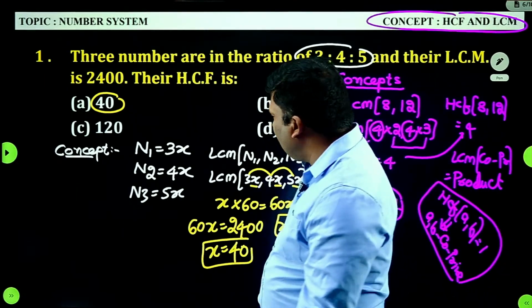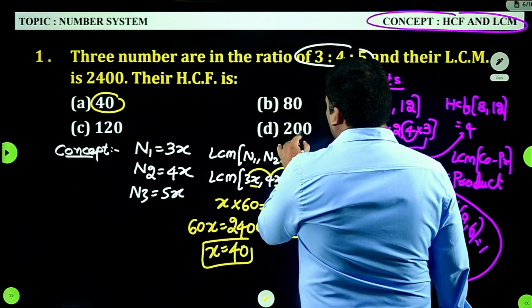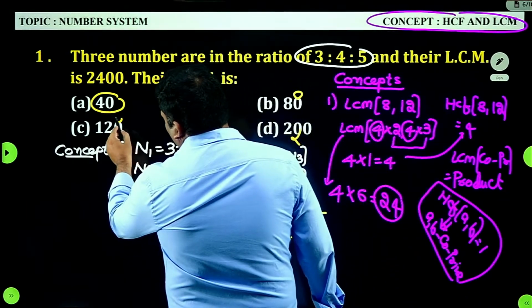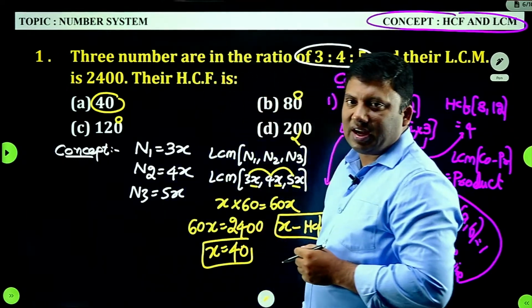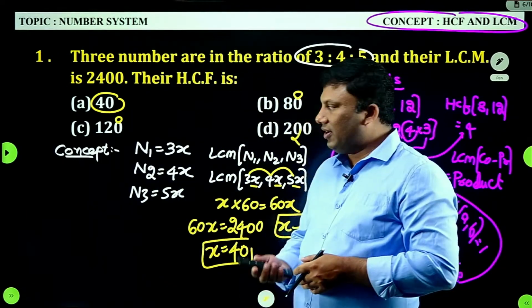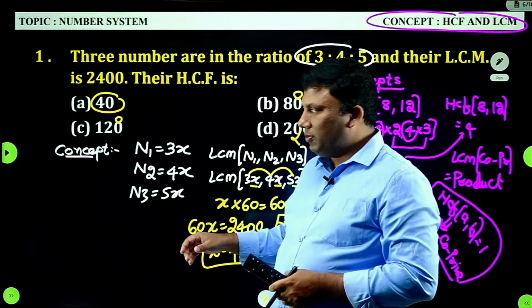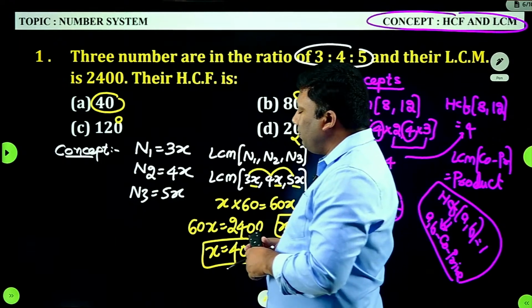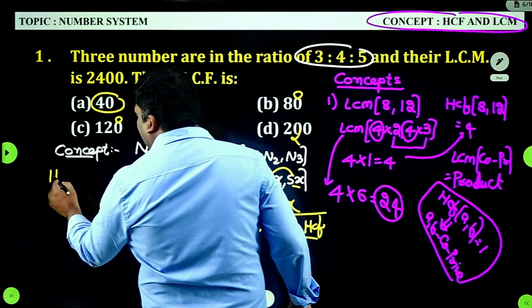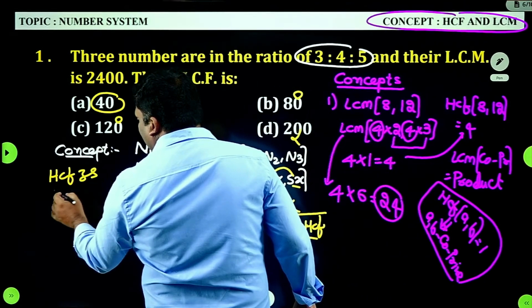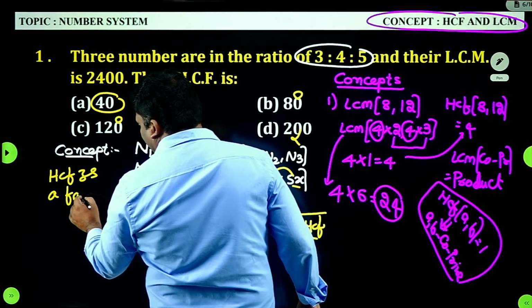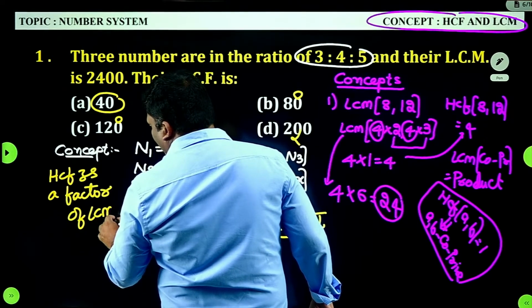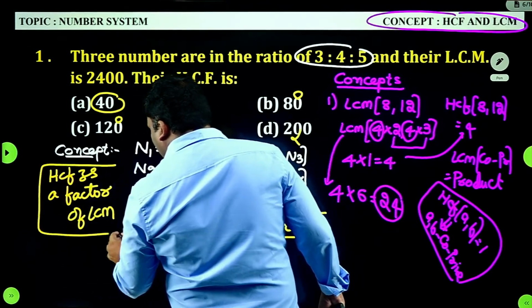Suppose, for example, the options are given like this: 220, 88, 128. If the options are given as, here all the options are possible, right? 40, 120. Why did I change the answer options? There is a beautiful concept. HCF is always a factor of LCM. If the answer options are changed, then you can eliminate answer options using this concept.